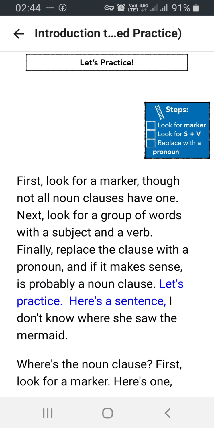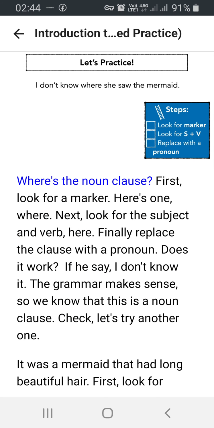Let's practice. Here's a sentence. I don't know where she saw the mermaid. Where's the noun clause? First, look for a marker. Here's one. Where? Next, look for the subject and verb. Here. Finally, replace the clause with a pronoun. Does it work? If you say, I don't know it, the grammar makes sense, so we know that this is a noun clause. Check.